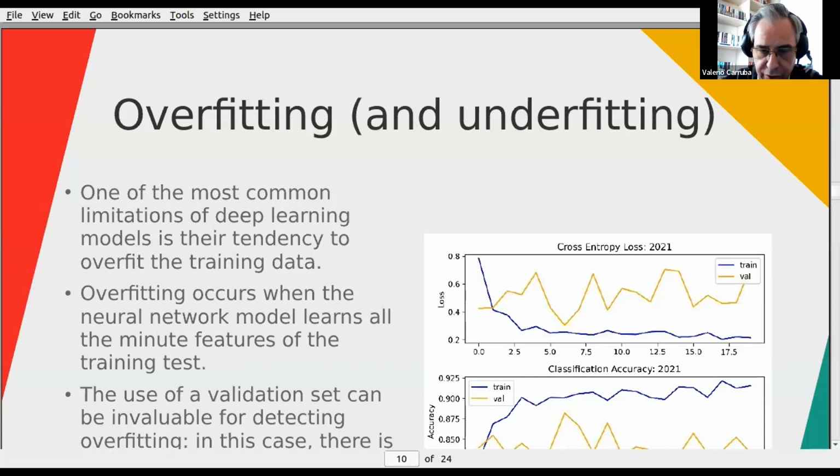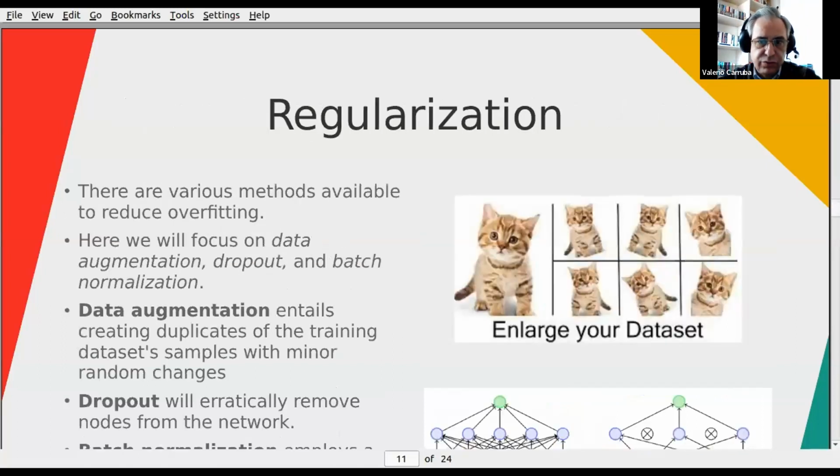You can correct for overfitting by introducing what is called a regularization method. You can have data augmentation, which entails creating duplicates of the training data set with minor random changes. So if you feed pictures of cats, you can have a rotation, symmetry along an axis, and so forth. You can have dropout, so you can randomly remove nodes from the network, and this will reduce the performance on the training set, but you also reduce overfitting. And you can finally have batch normalization, which employs a transformation that keeps the output mean and standard deviation close to 0 and 1, respectively.